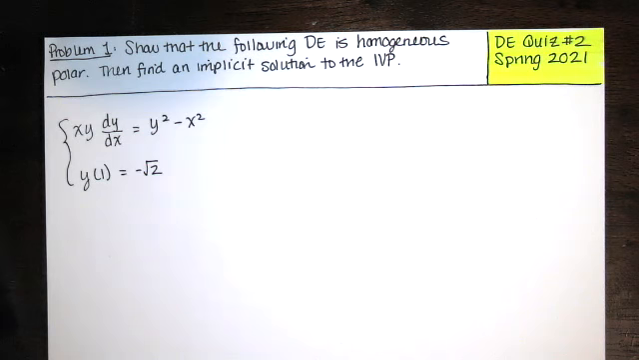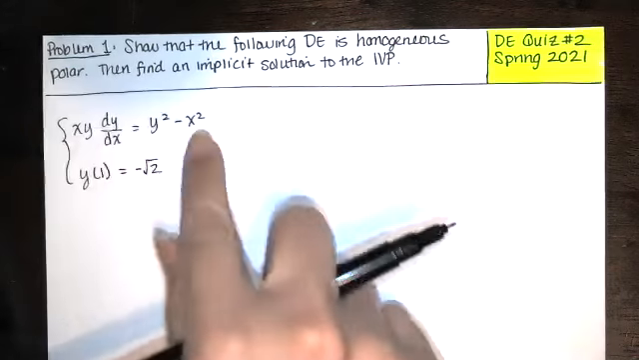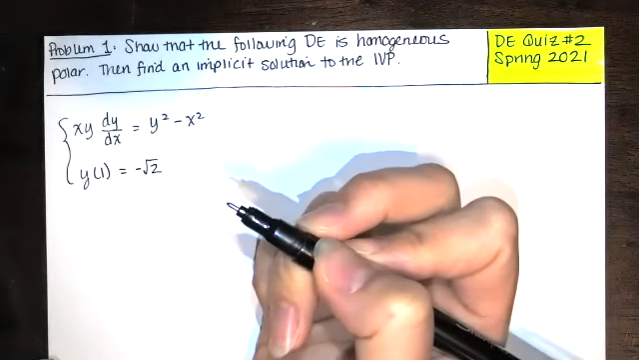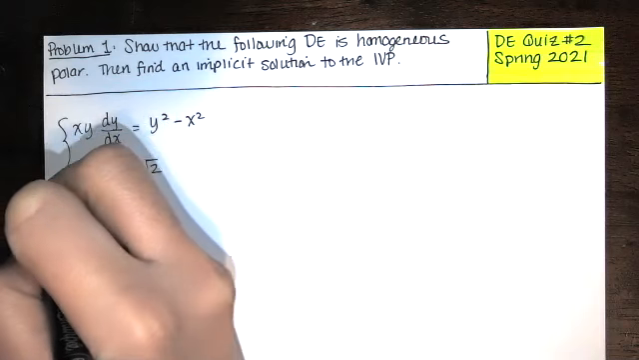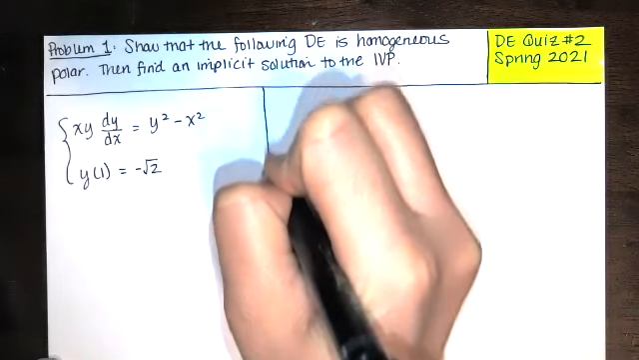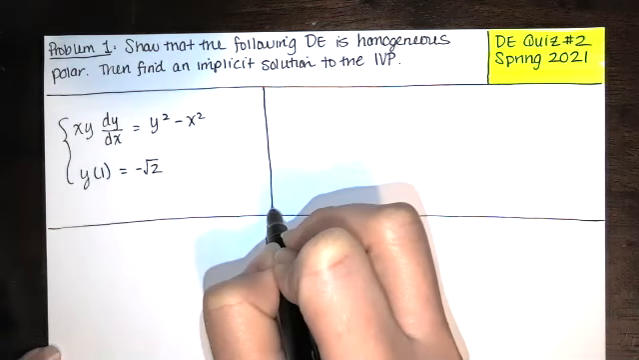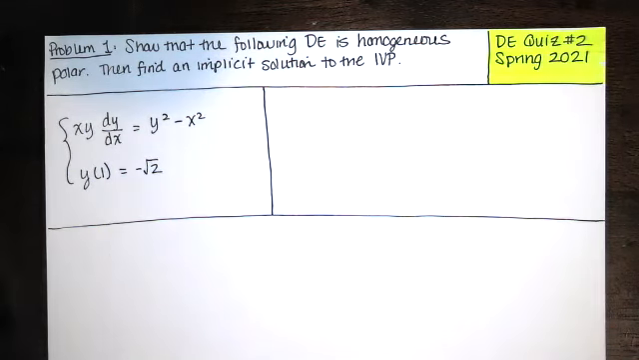This problem says, show that the following differential equation is homogeneous polar, and then find an implicit solution to the initial value problem. So we have this differential equation here, and there are 3 ways that you can show that a differential equation is homogeneous polar. Let's briefly go over those, and then we will show how all 3 methods, or at least 2 of the 3 methods, work, and they can demonstrate for us if the differential equation is homogeneous polar.